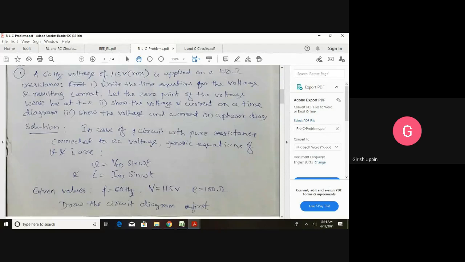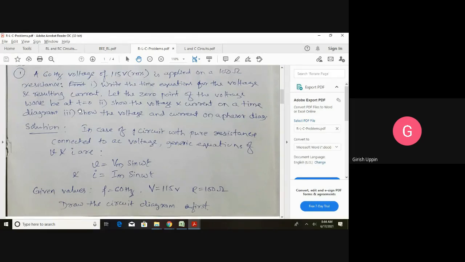And the ratio V by I is equal to Vm by Im is equal to Xc. And what is Xc? Xc is capacitive reactance. You have to remember that Xc is equal to 1 divided by omega C, which is equal to 1 divided by 2 pi fC. With that understanding, we will solve problems on R, L, and C.